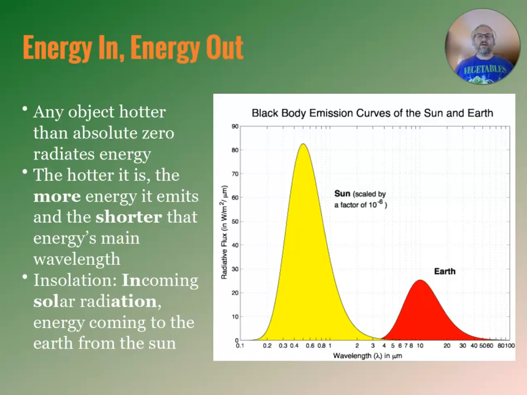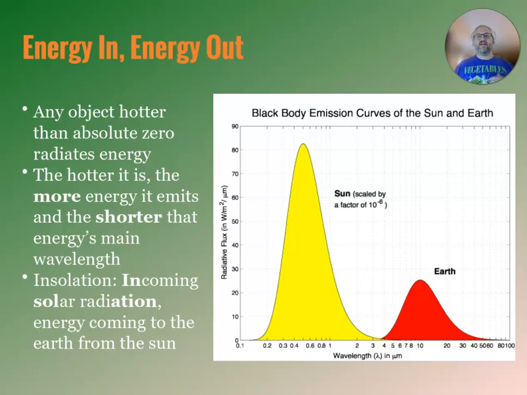So let's start with the idea of the energy balance of the Earth. So we're looking here at energy coming in and energy going out. So any object that's hotter than absolute zero, so you remember absolute zero, that's the lowest possible temperature where all of the atoms in the object are completely stationary, there's no movement to them at all. So anything hotter than absolute zero, which is essentially everything that we've got, is going to radiate energy.